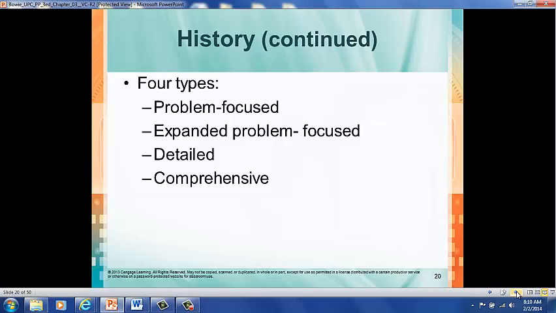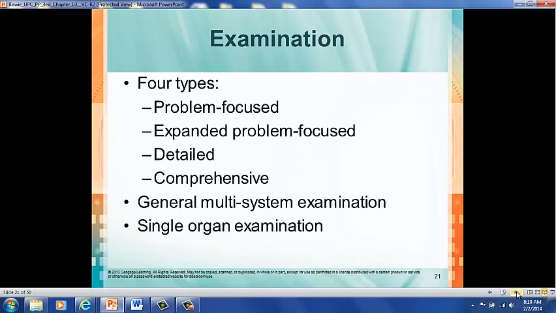As mentioned earlier, the different levels of history are referred to in CPT as the problem focus history, expanded problem focus history, detailed history, and comprehensive history. All histories must include a chief complaint. The problem focus history is a brief history of the presenting illness, or HPI, which is related to the problem that has brought the patient into the office.